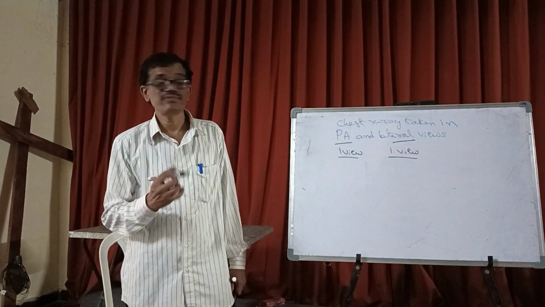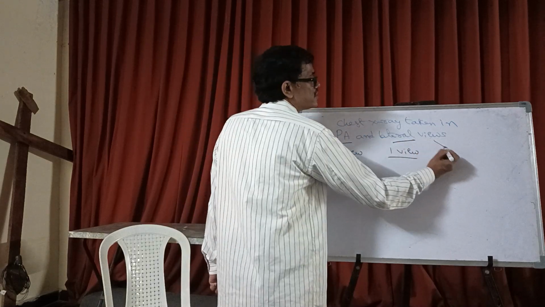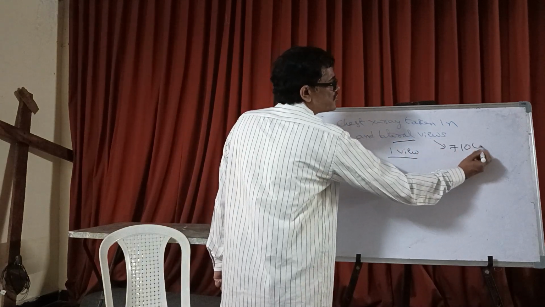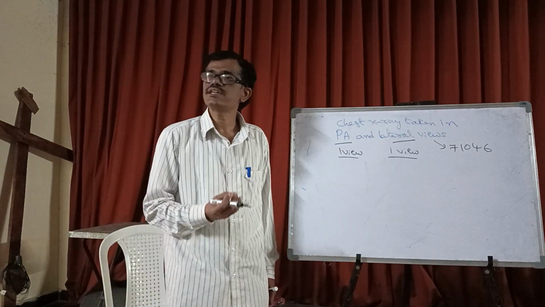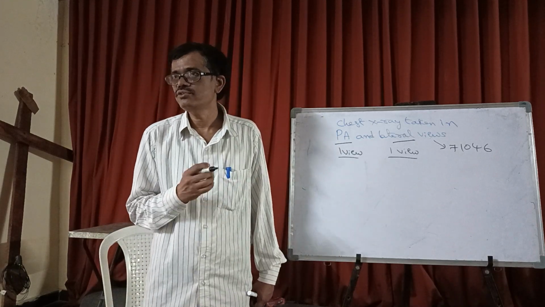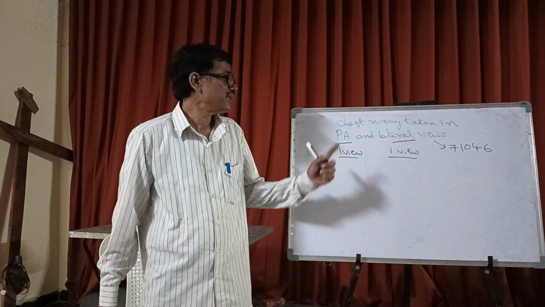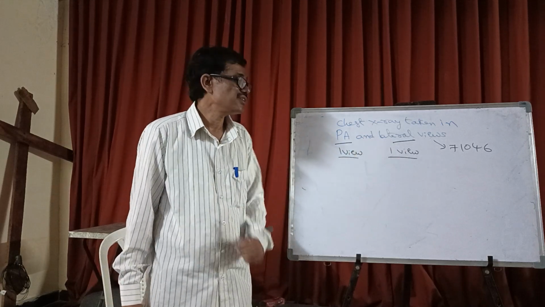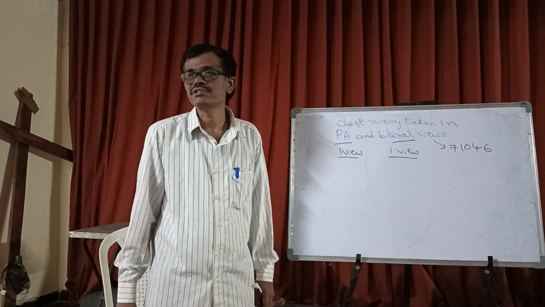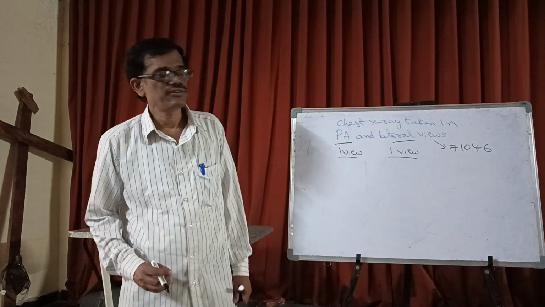2 views. So which number will you give now? 71045 or 46? 46. They ask you to count yourself, they don't give you the count, so you have to count yourself. PA is how many? 1. Lateral is 2. So what is the answer now? 45 or 46? 46. This is the way you have to answer.